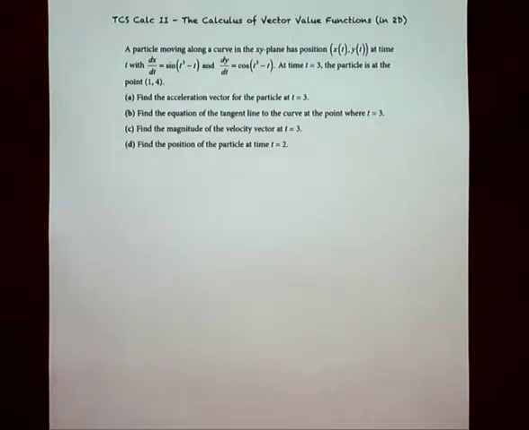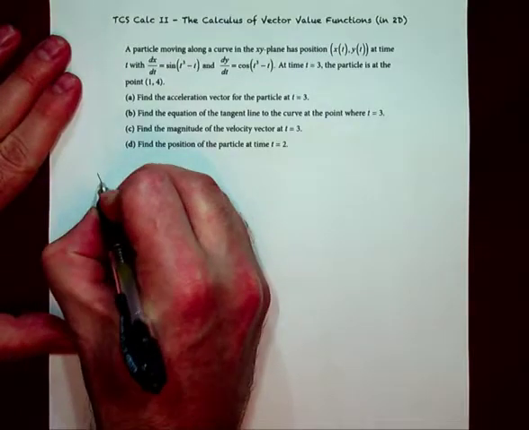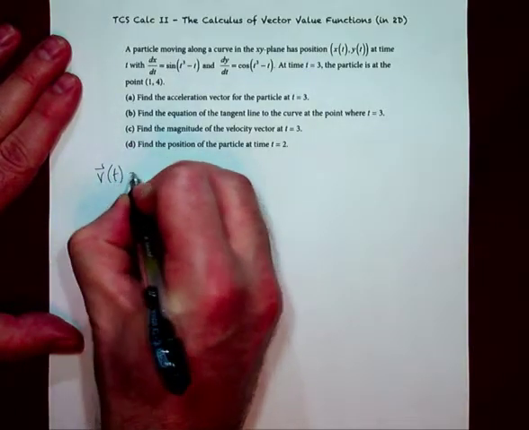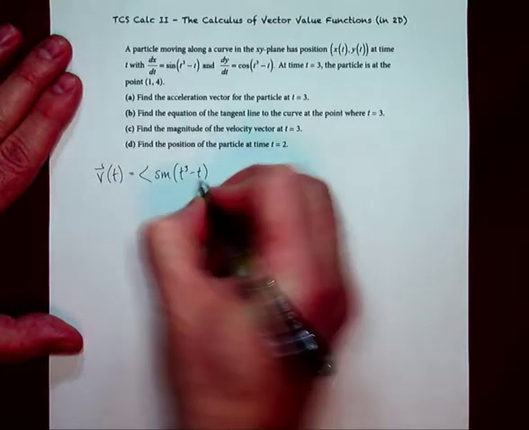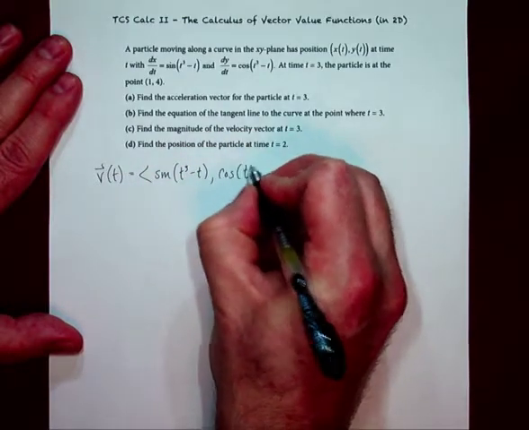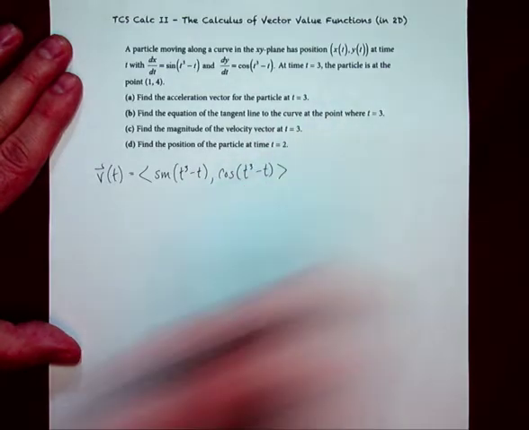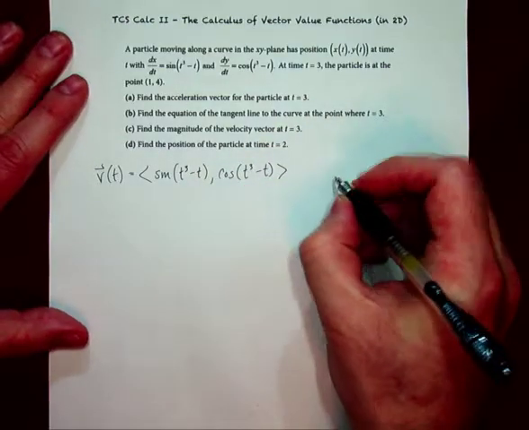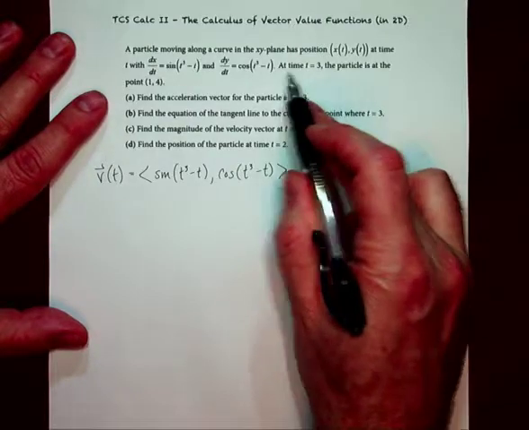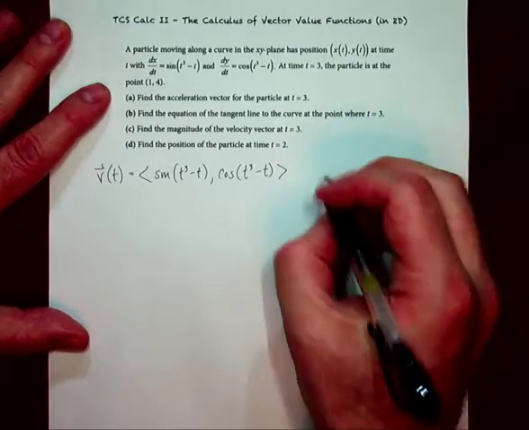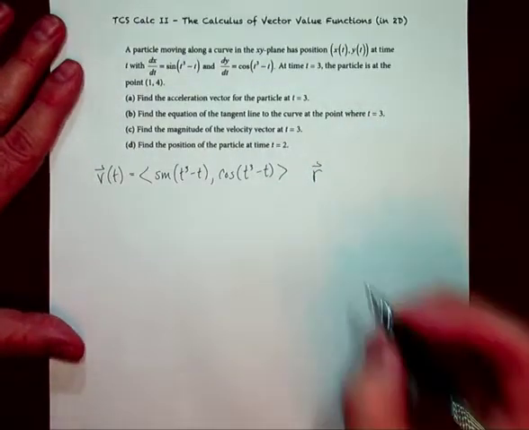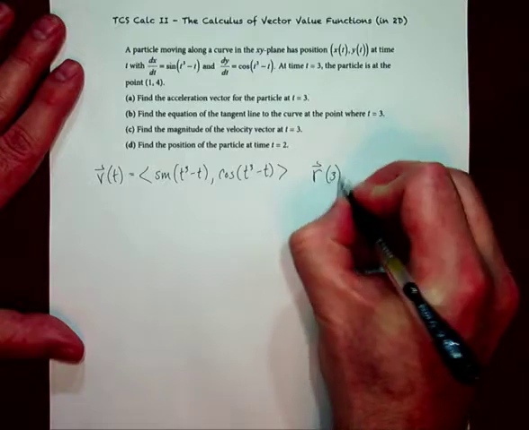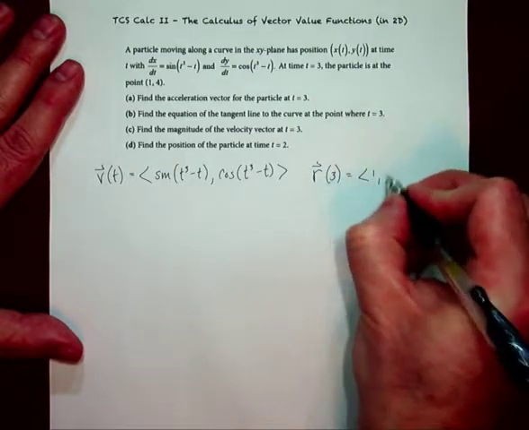At time t equals 3, the particle is at (1, 4). So basically your velocity vector is sine of t cubed minus t and cosine of t cubed minus t. It says at time t equals 3 the particle is at the point, so you would write r of 3 equals the vector <1, 4>. I'm trying as much as I can to make my r's not look like my t's.